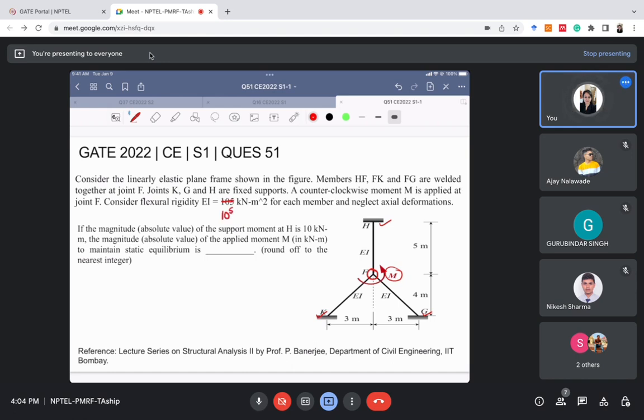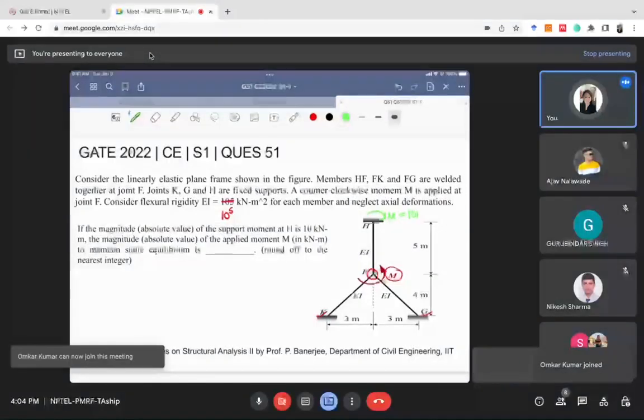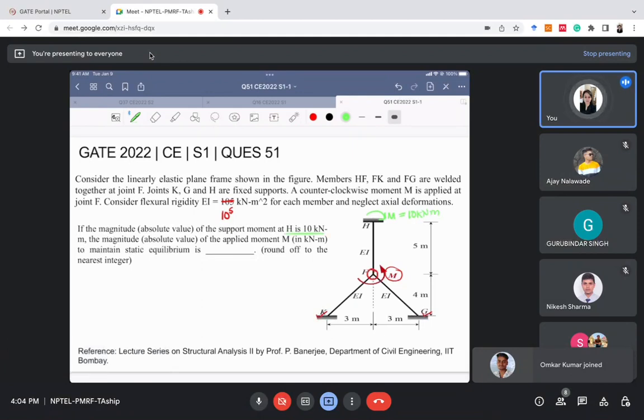neglect the axial deformations. So the question is, if the magnitude of the support moment at H is 10 kilonewton meter, it is given that the moment at H, the magnitude is given, we are not given the directions. So let's assume it as this. The value of this moment is given as 10 kilonewton meter. We are asked, if the moment at H is 10 kilonewton meter, what will be the applied moment M? So we need to find the value of this applied moment M if the moment at H is given. Only one moment is given, that is the moment at H, and we need to find the value of the applied moment. I hope the question is understood.